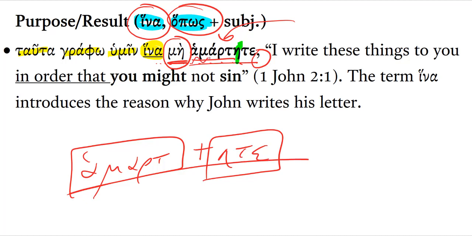So that you might not sin. These things I am writing to you so that you will not sin. So that you would not sin. Again, why is the subjunctive used? The subjunctive is used because following hina and hopōs, expressing purpose or result, you must use the subjunctive, right? It's just demanded by the construction.